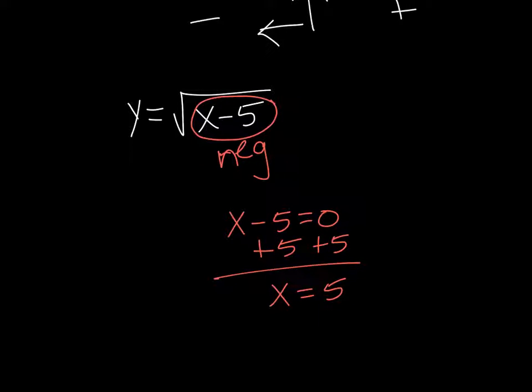And by the way, it's okay to square root 0. So it's okay that we would have 5. I could plug in 5 here and that would be just fine. But it's not okay to have a negative number.